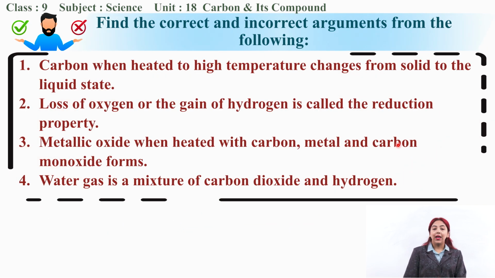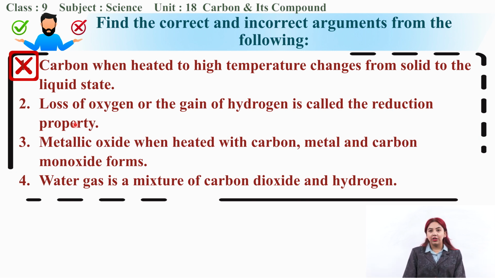Now find the correct and the incorrect arguments from the following. Here we have 4 arguments, and let us assess this individually to see which is correct and which is incorrect. Now the first argument is, carbon, when it is heated to a high temperature, it changes from solid to liquid state. So is this true? No, it's not true. Why? Because carbon is a sublimate. So when it is heated at a very high temperature, it changes from solid state to gaseous state without undergoing the liquid state. So the first argument is incorrect.